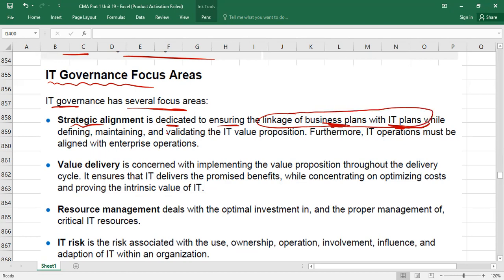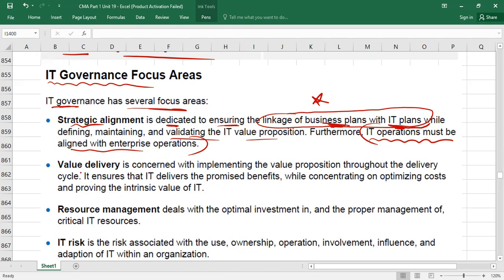While defining, maintaining, and validating the IT value proposition, in simple words, IT operations must be aligned with enterprise operations. Our IT goals must be aligned with the enterprise goals. This is the keyword you have to remember here. This statement you can memorize. Understood? This is called strategic alignment. So you have to focus on whether your IT is aligned with the business objective or not.